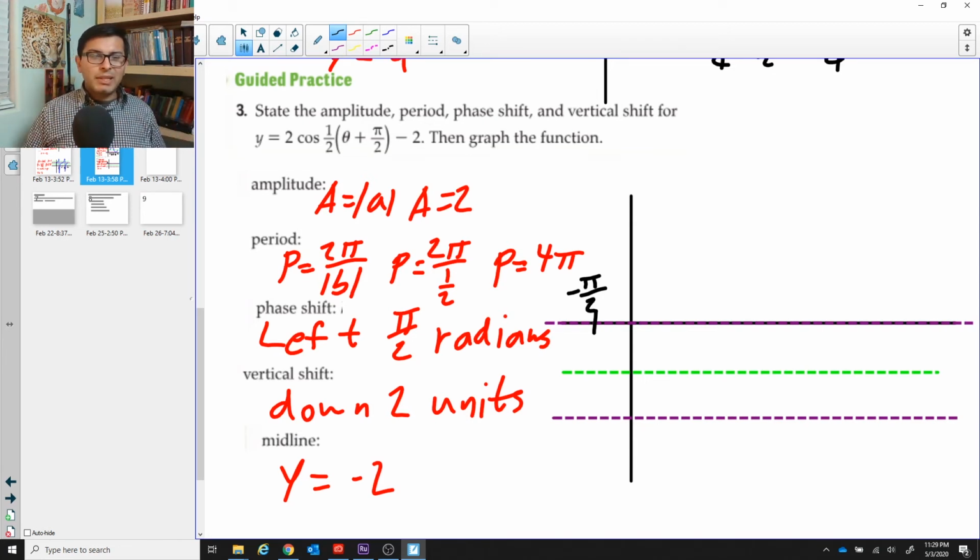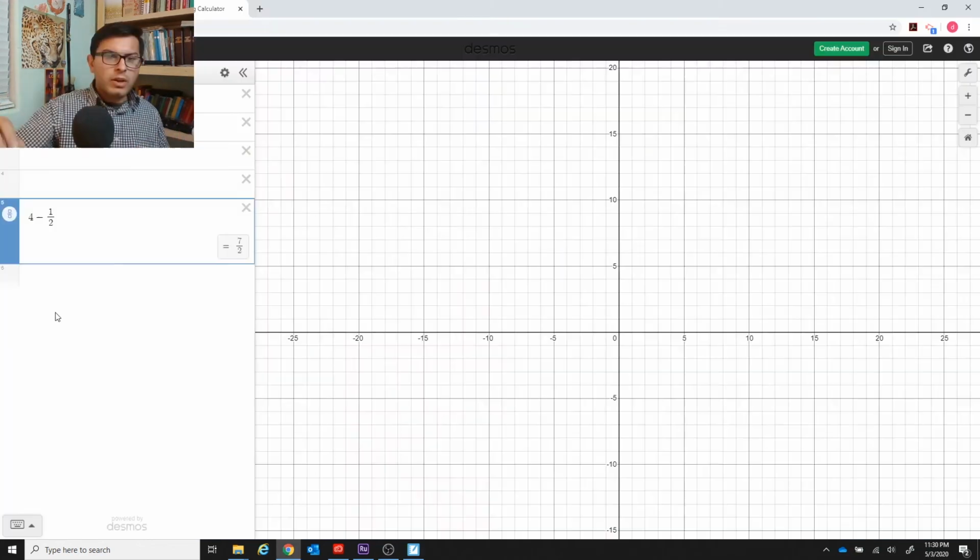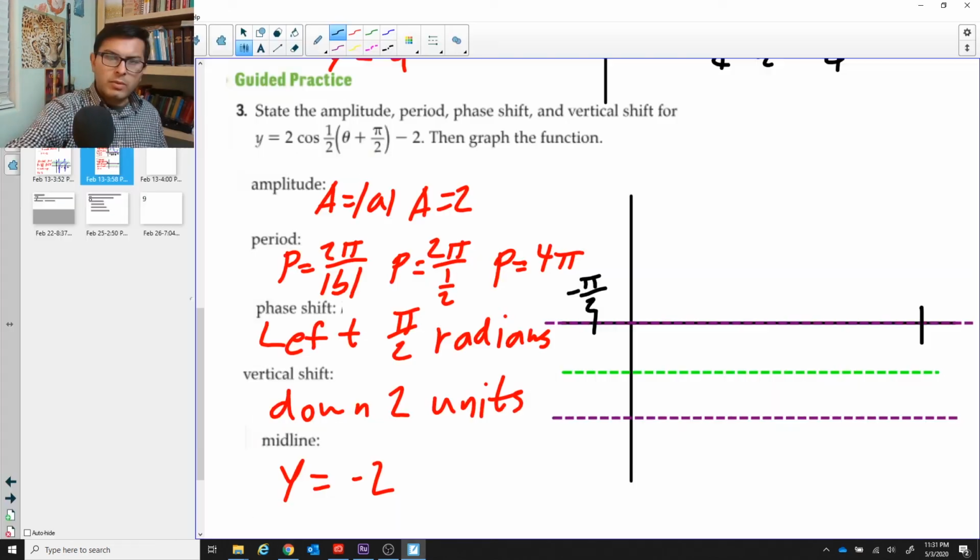Now where do we end? Well, that's based on our period. It's going to be 4 pi. So if we take -pi over 2 plus 4 pi, we should be able to find out where we would end our first cycle. Another way of saying that is 4 minus 1/2. In this case, that's going to be 7 pi over 2. That's where we're going to end our cycle. We'll say that this is 7 pi over 2.